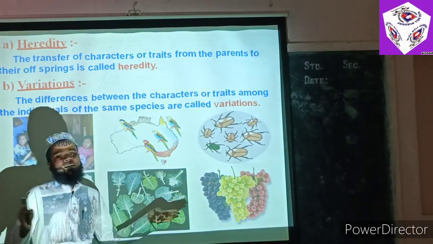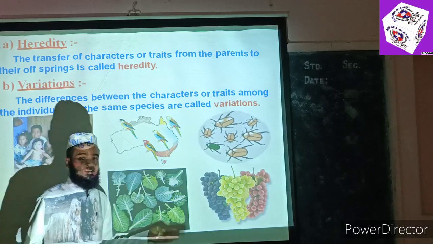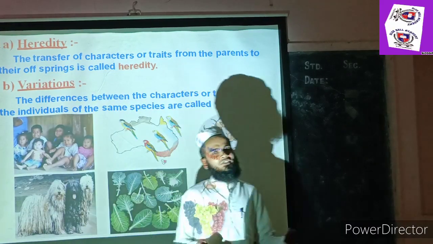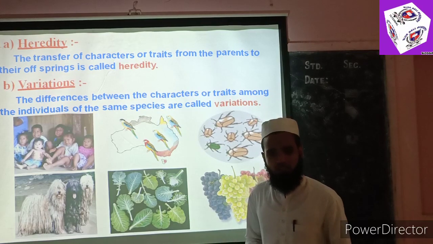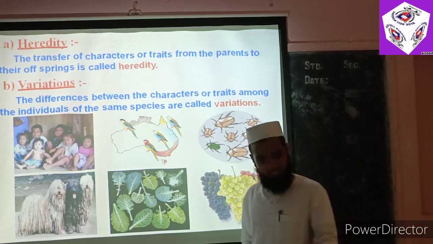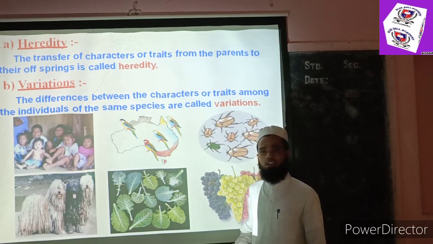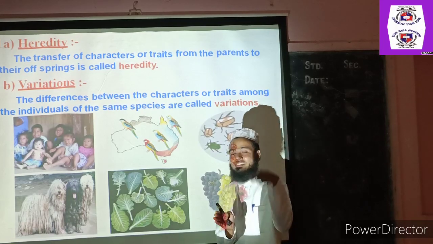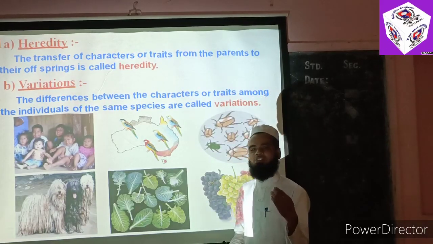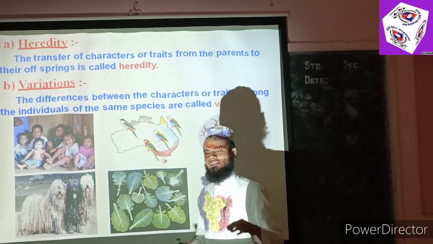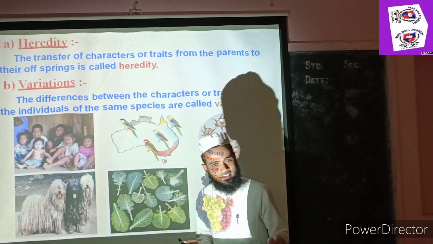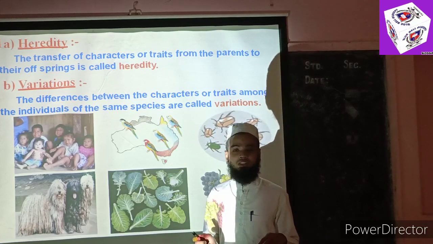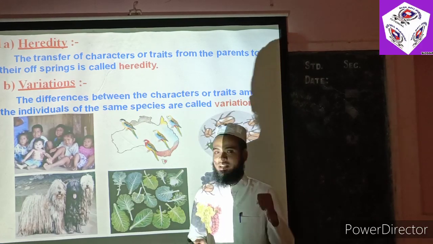If you observe the different types of organisms that exist in nature, we will find so many differences. For example, in a sugarcane plant, if you observe, you will find very few differences, whereas in the case of human beings, you will find a lot of differences. What is the reason for the differences? It is because of heredity and variation.